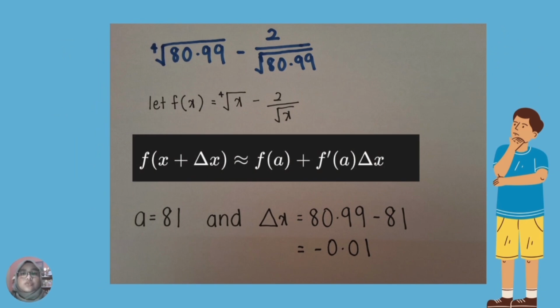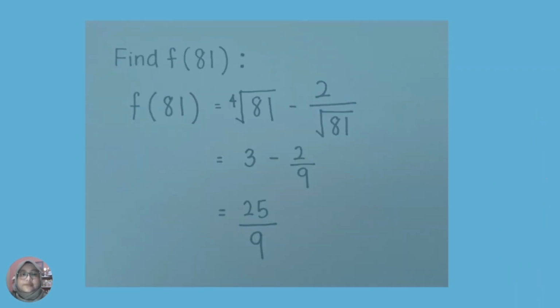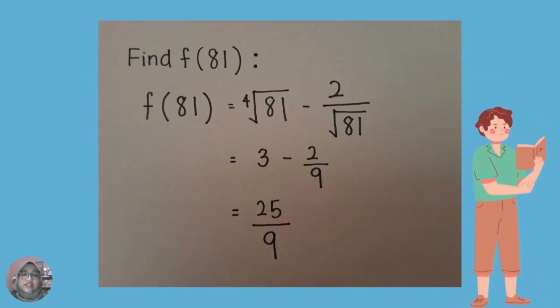In this question, we need to use this formula. So let's determine a and dx. For a, we need to choose a number close to 18.99. So I choose 81. And for dx, that's the original number minus a. So 18.99 minus 81. So we got negative 0.01. Step 2, we need to find f(81). Just replace x with 81. So we got 3 minus 2 over 9. And last, we got 25 over 9.